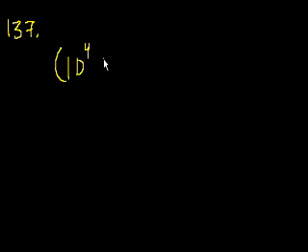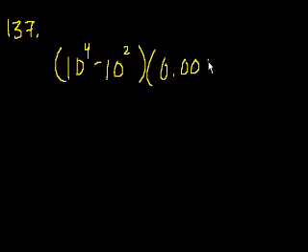Problem 137. I'll do it in yellow. A bar over a sequence of digits in a decimal indicates that the sequence repeats indefinitely. What is the value of 10 to the 4th minus 10 to the 12th times 0.0012, and then this 1, 2 will just keep repeating over and over again.